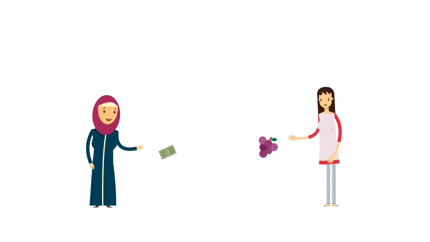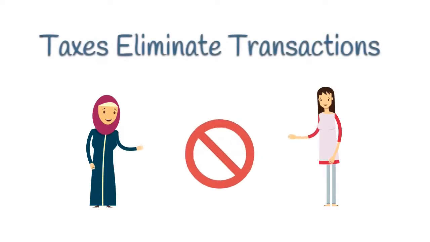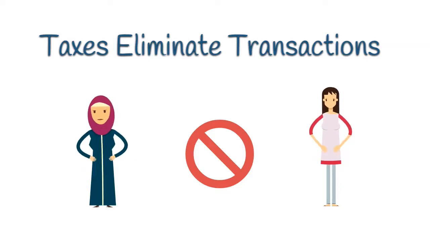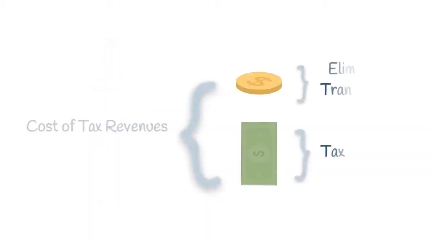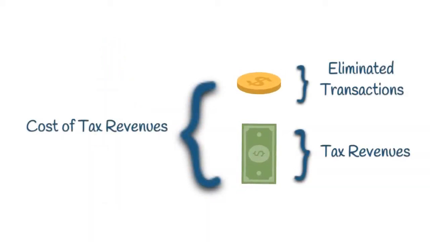The key result is that, in general, taxes eliminate transactions. The higher the tax, the more transactions are eliminated. These eliminated transactions are a cost above and beyond the direct cost of the tax revenues that we observe. Put differently, it costs more than $1 to raise $1 of tax revenues.